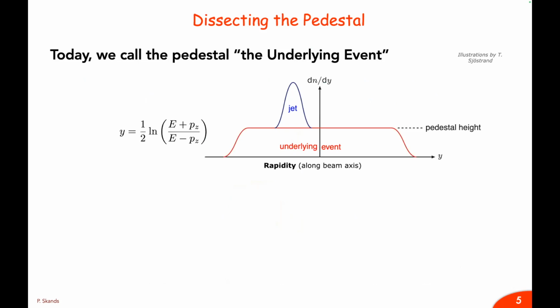So, okay, let's look at this pedestal that we've seen in the UA1 data. Again, here we have our rapidity coordinate that we discussed last time. We have a jet that's sticking out of it with lots of particles there. And then we have this plateau, which we call the pedestal or the underlying event.